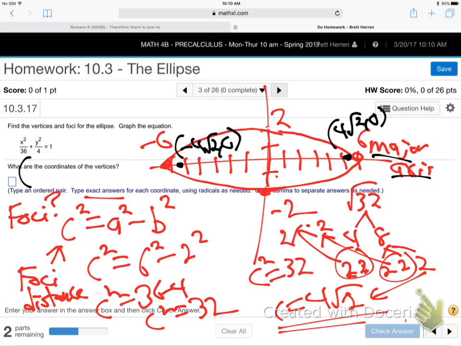And we got 4 root 2, so that means right and left, because our major axis is right and left. So right 4 root 2, left 4 root 2. Just like that. There's the foci.